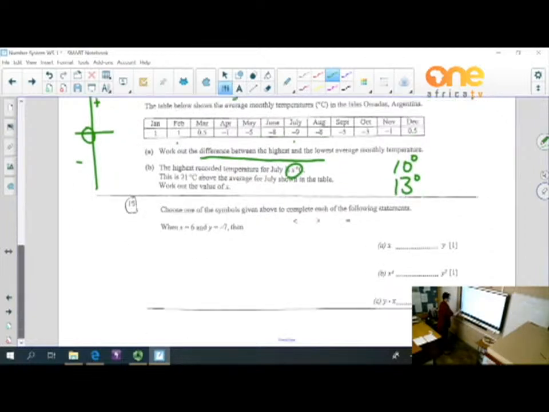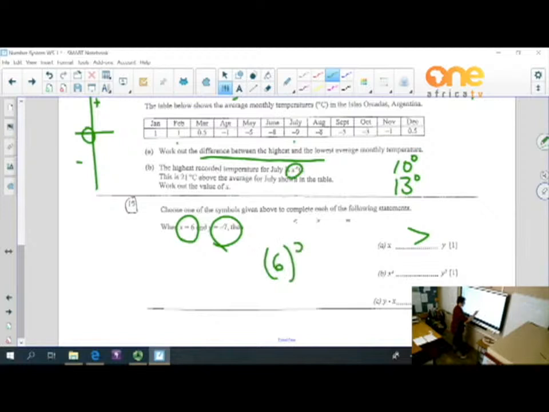Question 15. Choose one of the symbols given above to complete the statements. Now we've got X is 6, Y is -7. So obviously X is more than Y. 6 is more than -7. But now here we have to square them. So it is 6 squared. And it's vitally important that you substitute in brackets and the 2 is outside. Do it like this on your calculator.